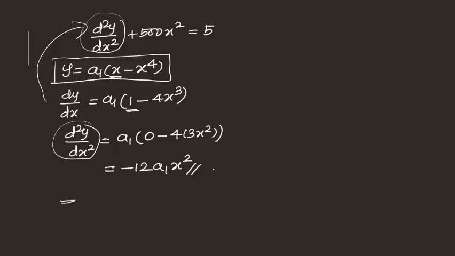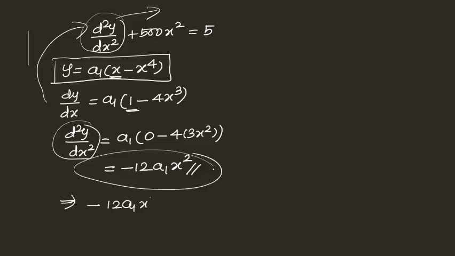square present in the given differential equation. So on comparing these two, we can replace this d square y by dx square by this d square y by dx square. So minus 12a1x square plus 500x square, then the term 5 present in the right hand side of the governing differential equation can be brought to the left hand side as minus 5. This is our residual function.